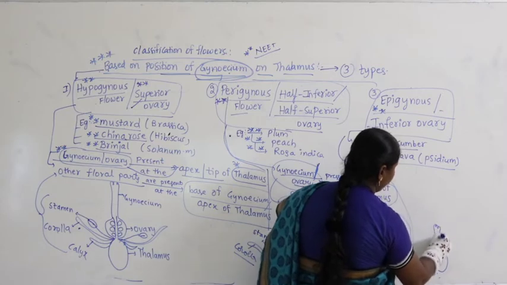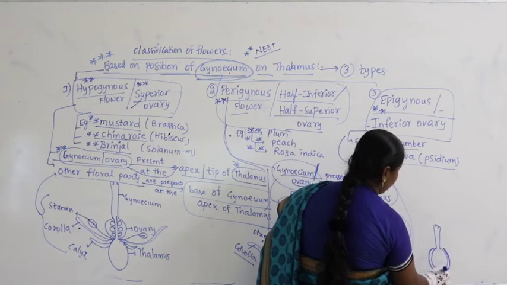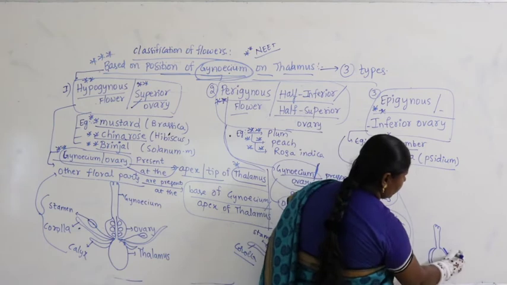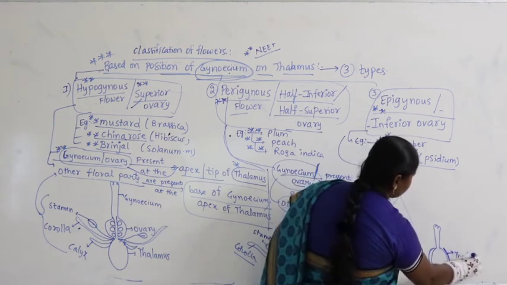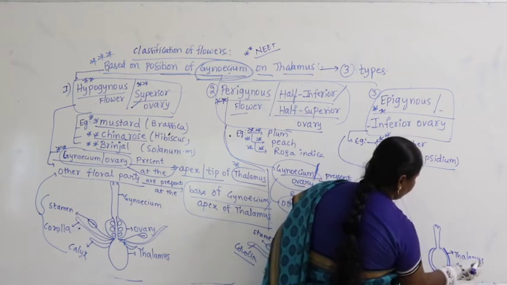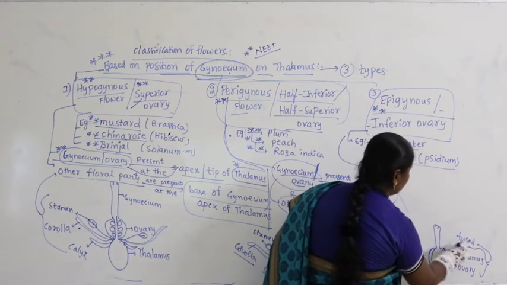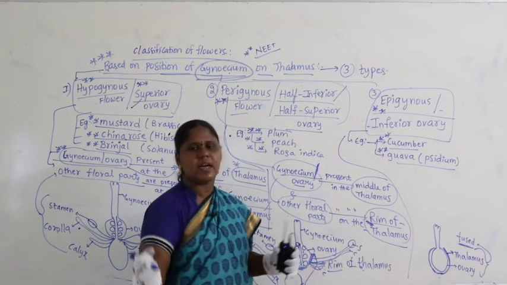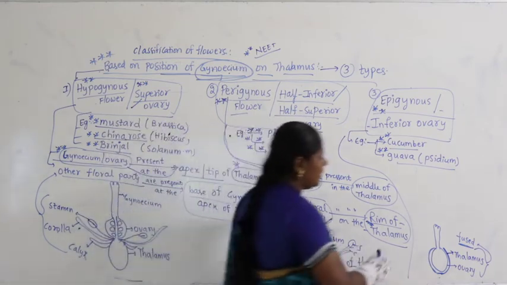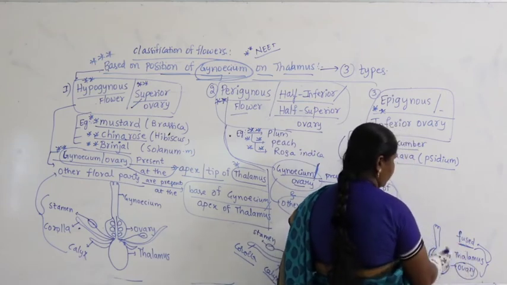Now, this is the gynoecium. This thicker one what you find is called thalamus. I am drawing and writing very clearly here. Inside the thalamus, what is present is called ovary. Both of them are fused. Fused means they are joined. So, the ovary is joined with the thalamus.